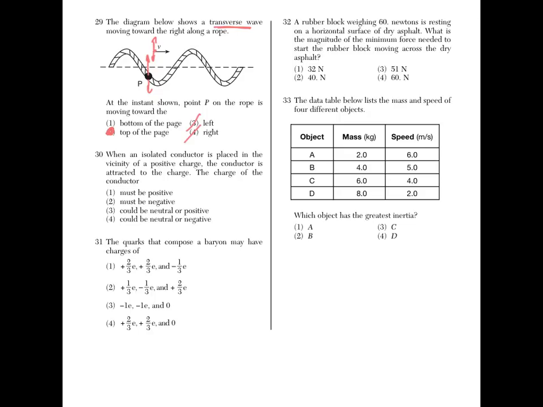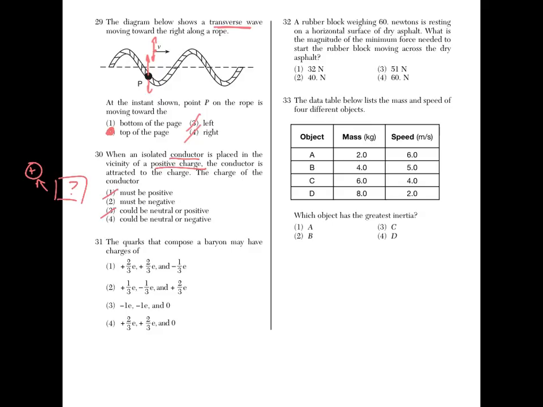Number 30. Here we have an isolated conductor of unknown charge placed near a positive charge. And we have this as our mystery. But it's attracted. Opposites attract, so there's got to be some negative charge there.